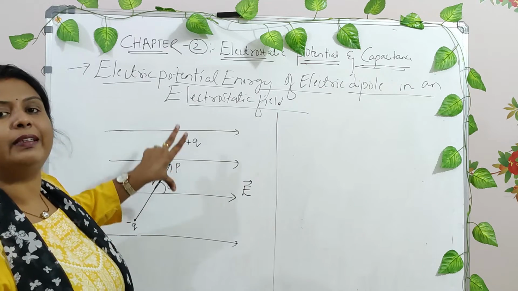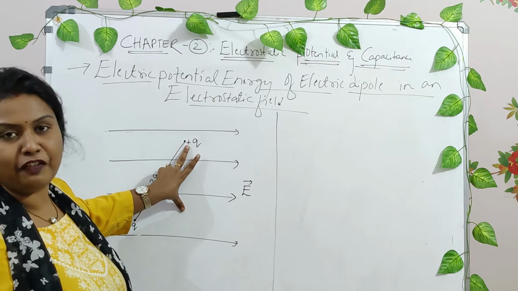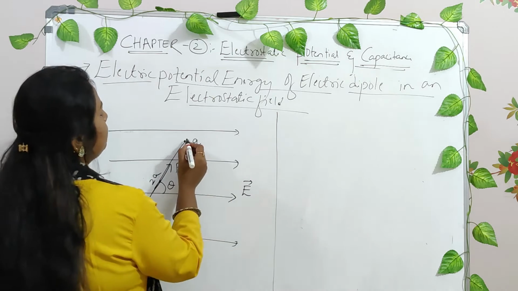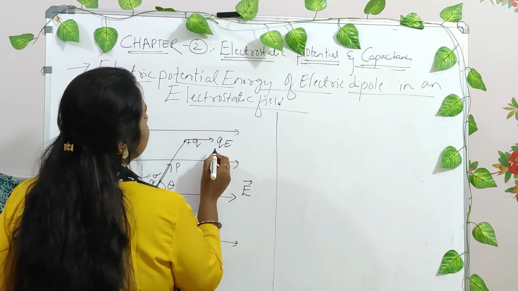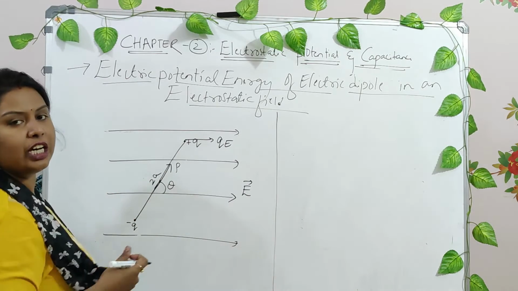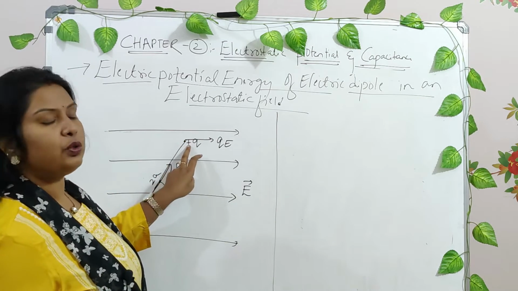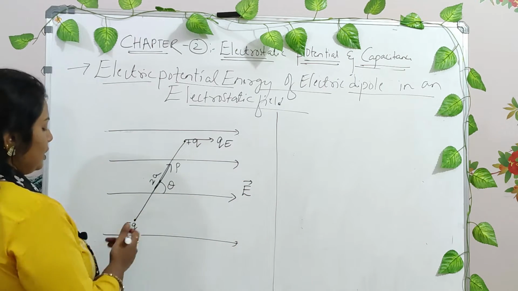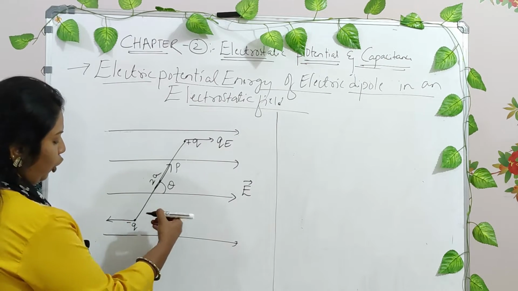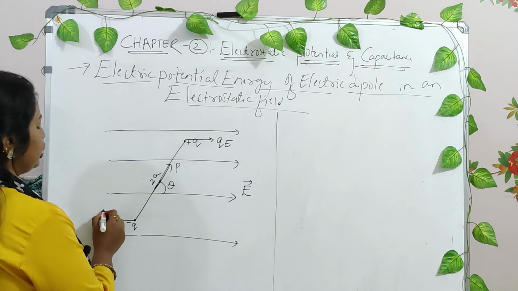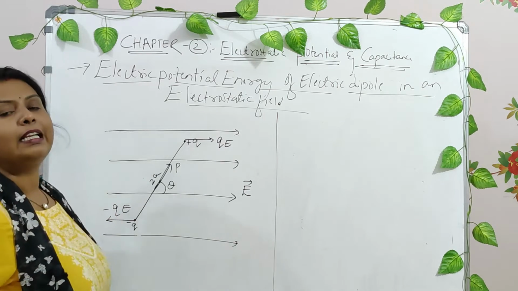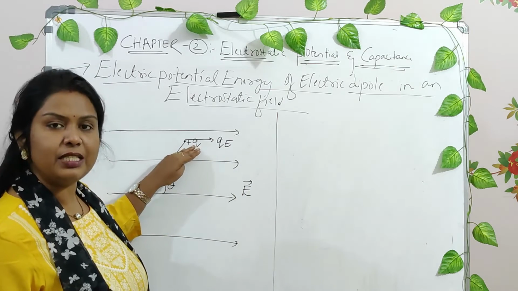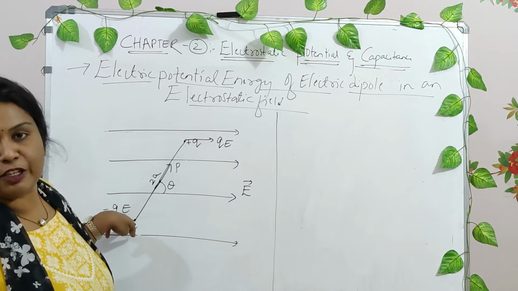Now whenever you have an electric dipole placed in an electric field, both the ends will experience some force, right? The force qE will be exerted in this direction. Why? Because it is a positive charge. For a positive charge, the force is always in the direction of the electric field, and another force is exerted on minus q in the opposite direction of the electric field, that is minus qE. The electric field lines are always in the direction of the force on positive charges and opposite to the direction of the force on negative charges, right?